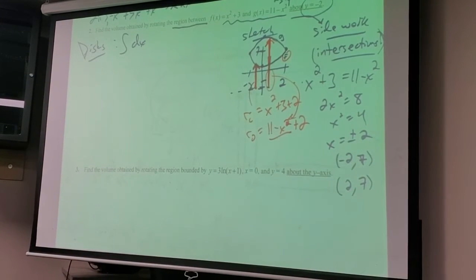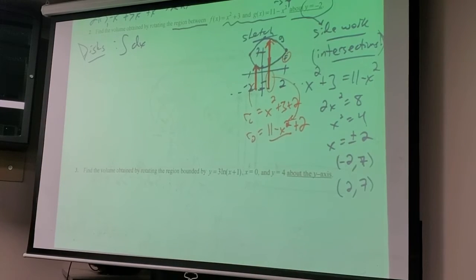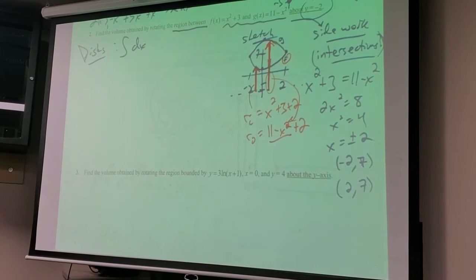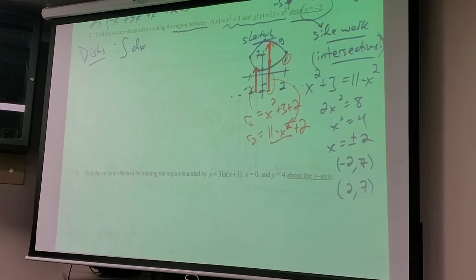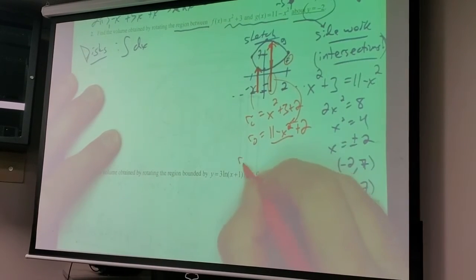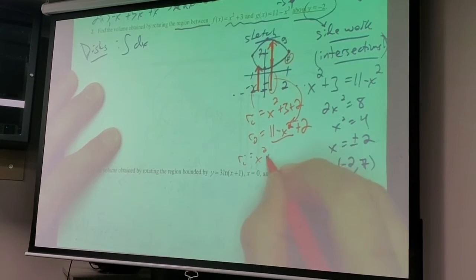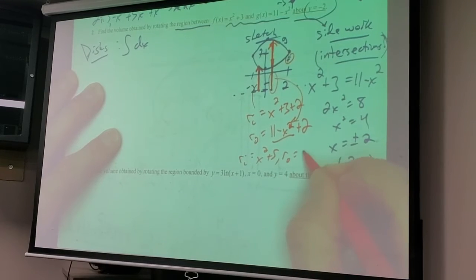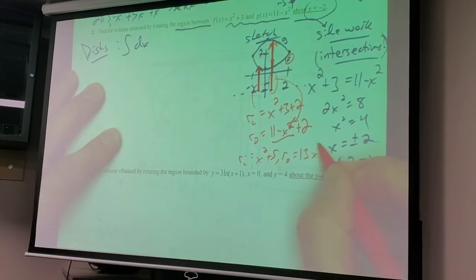It makes sense that I'm adding 2 because I've made this longer than it would have been. So you can do these quick little checks when you write something down and ask, does it make sense that it's bigger? Yes, because now it's longer than it would have been if it had just been the x-axis. So my r inner is actually x squared plus 5, and my r outer is 13 minus x squared.